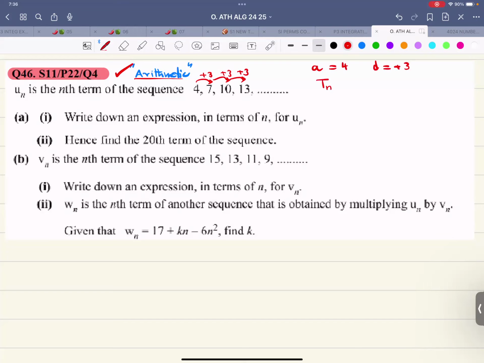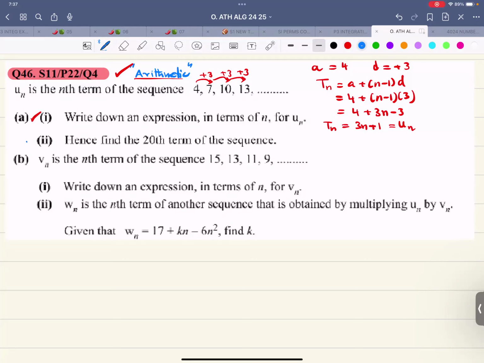And then write the formula Tn is a plus n minus 1 into d. That is 4 plus n minus 1 into 3. It will be in terms of n. That is 4 plus 3n minus 3. This is 3n plus 1. That is Tn, or you can write this as Un. The first part is done.